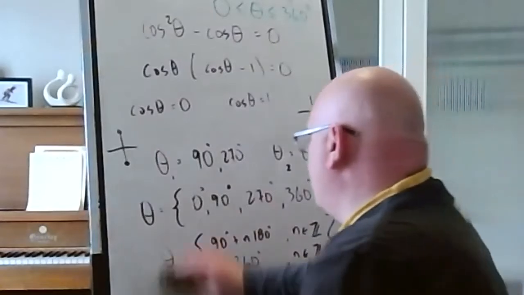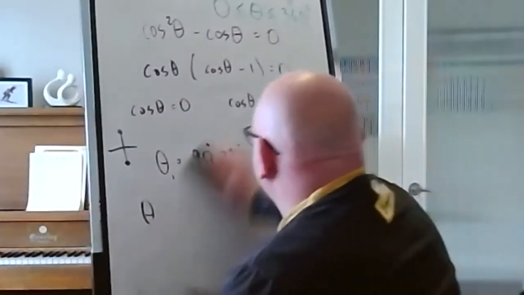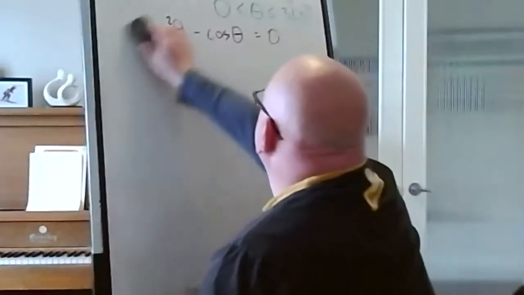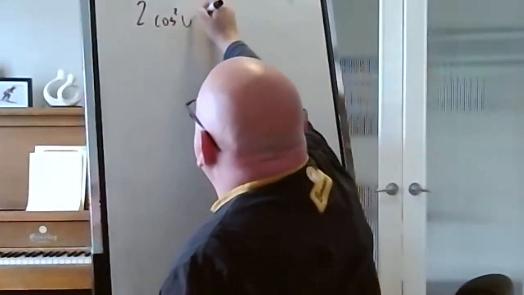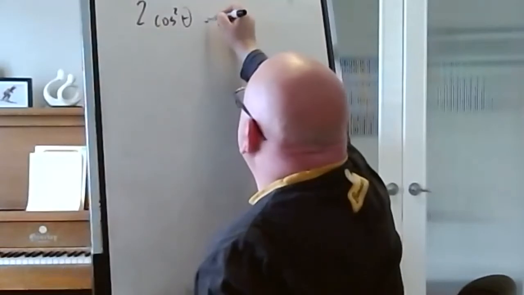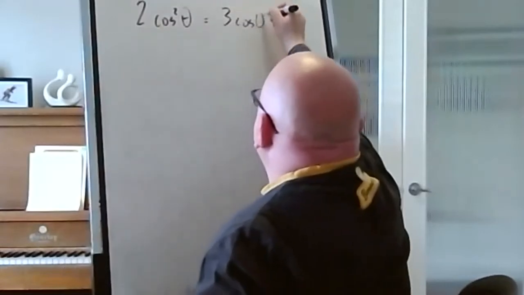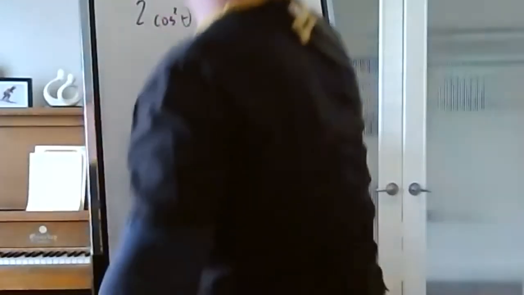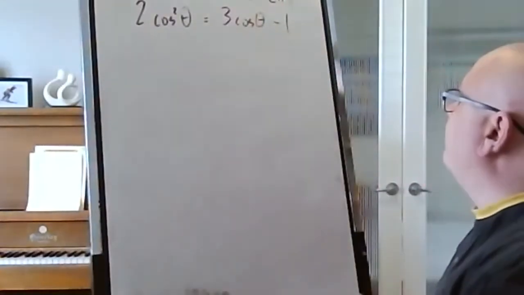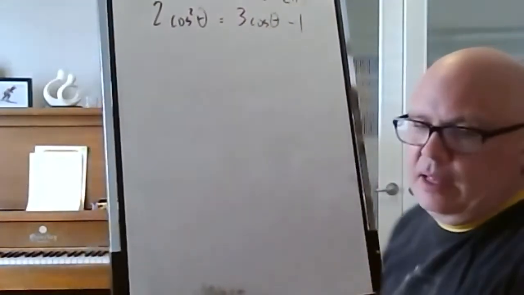Next question, we're almost there. Question number 6. 2 cos squared theta is equal to 3 cos theta minus 1. Our domain goes from 0 to 2 pi, not including 2 pi. Oh, that's a little bit off the screen, but that's okay. You've got it.